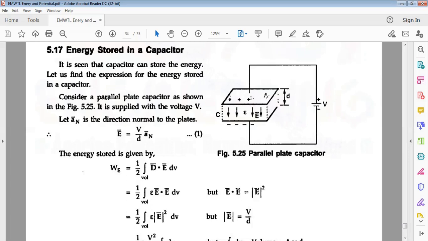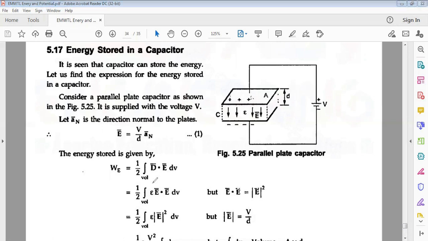For these 2 parallel plates we can apply a potential V, since they are conductors. E bar is equal to V by d. The electric field E bar is equal to the applied voltage over the distance between the plates, V by d, and the direction is a_N bar. Actually, downwards means minus a_Z bar.